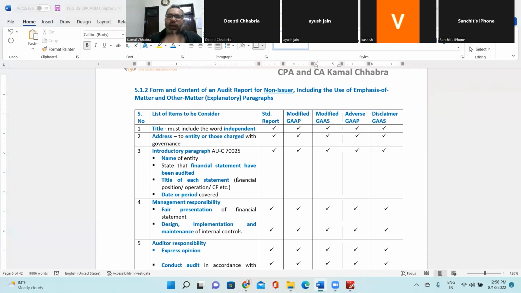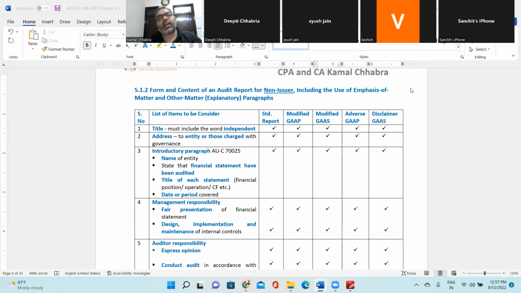I'll show you the draft audit report for the issuer as well, which we'll have in our notes later on. But here, just understand the key pointers. You know why I have mentioned key pointers? Because in the exam these key pointers will be tested. They will not test you theoretically, they will not ask you to draft an audit report, but they will be testing you on the respective key pointers. That's the reason I have specifically mentioned the key pointers which you need to be mindful of for the examination.